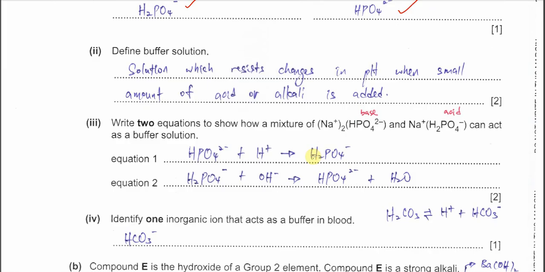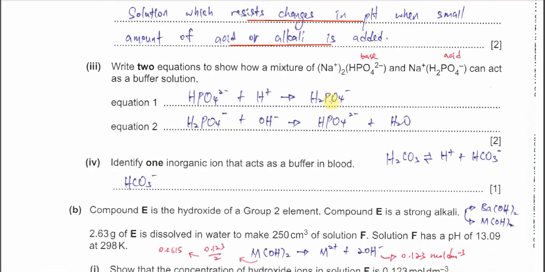Part 2. Define buffer solution. This one is very easy. There are 2 marks here. The first is a solution that resists change in pH, 1 mark, when a small amount of acid or alkaline is added. Which means the pH of the solution will not change much.